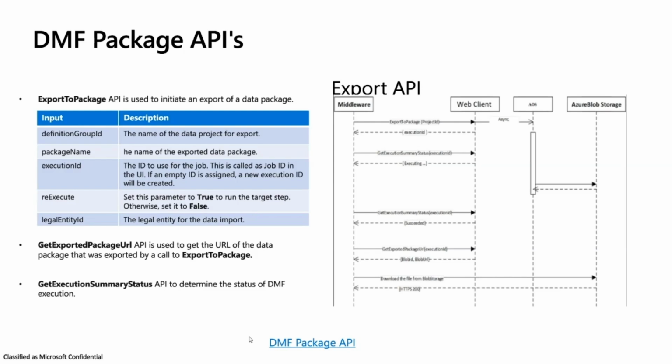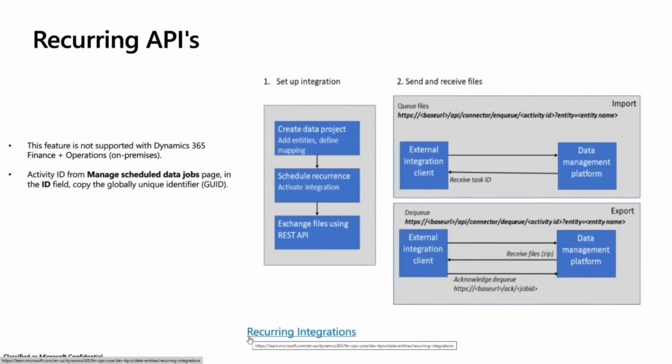And then once this package is exported using this API, you can use get export package URL, which will give you the URL of the blob where the package is actually stored. Then you can download that file from blob storage using the HTTP connector. Here again, you have the option of using get execution summary status to get the status of that particular DMF data project.